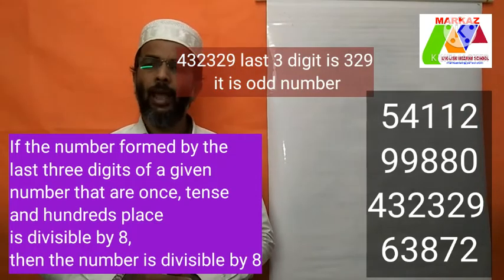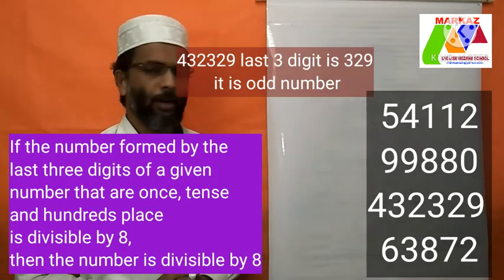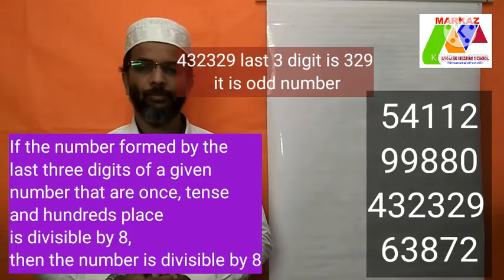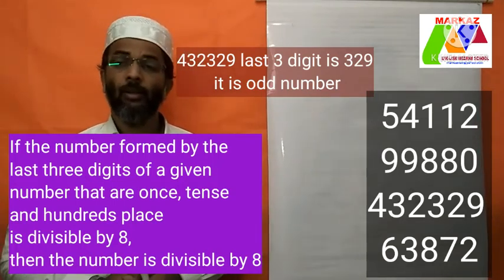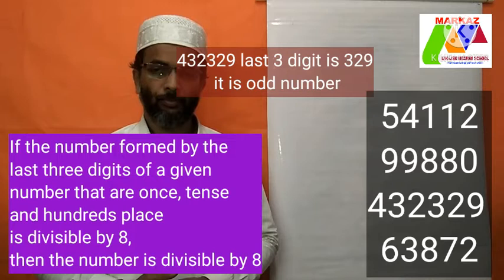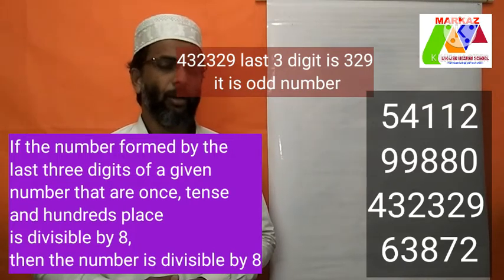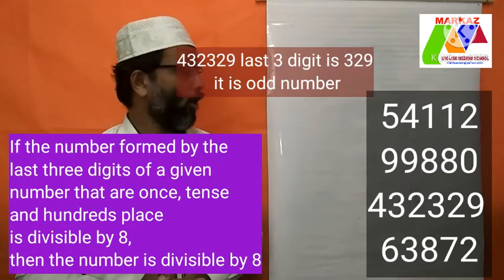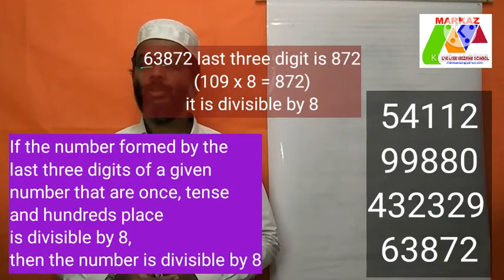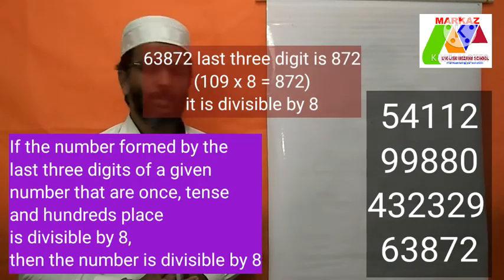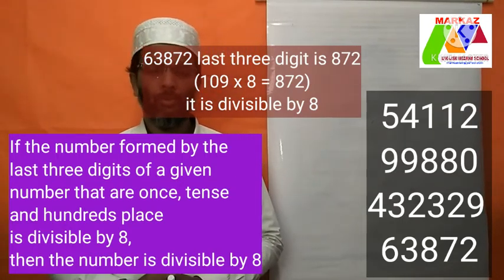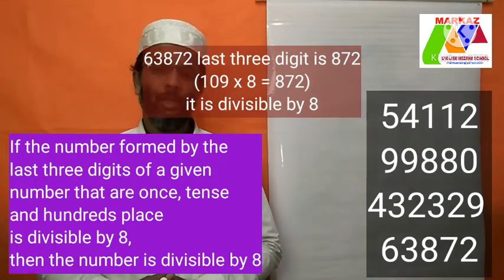Third one, 4,32,329. The last 3 digits are 329. It is an odd number, not divisible by 8. Fourth one, 63,872. The last 3 digits are 872. 109 into 8 is 872. It is divisible by 8.